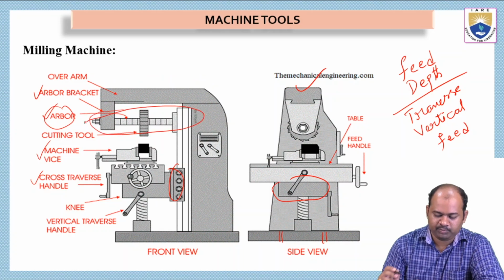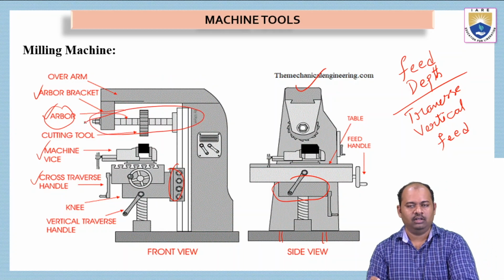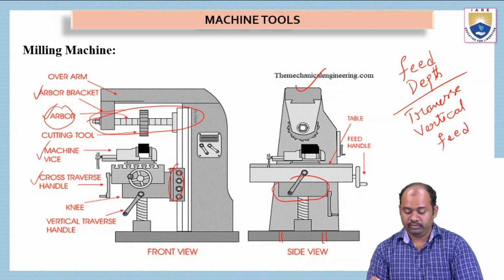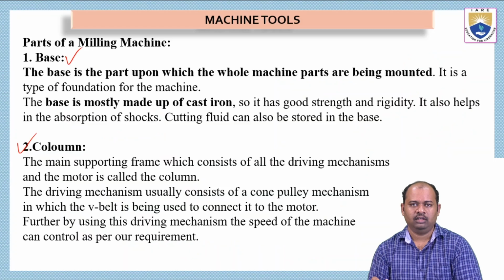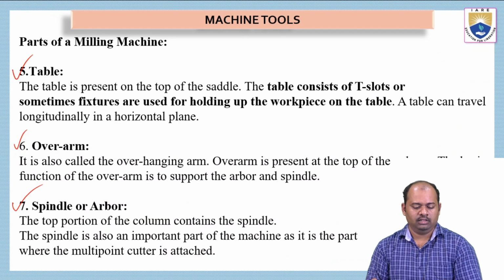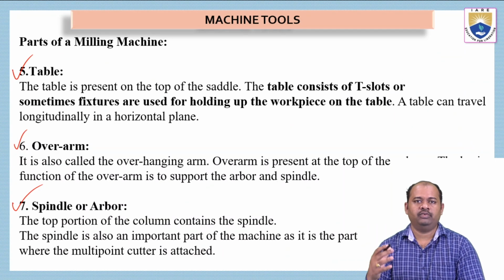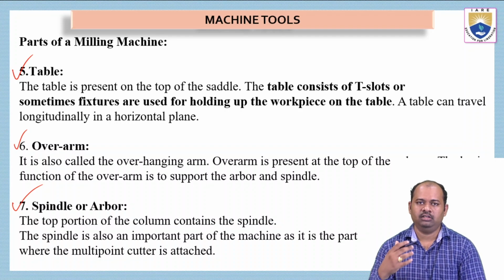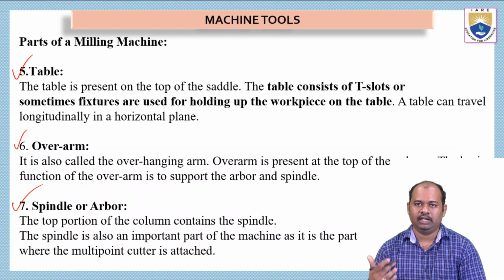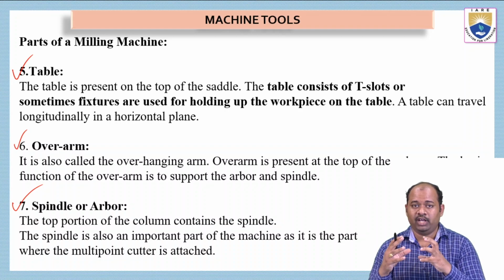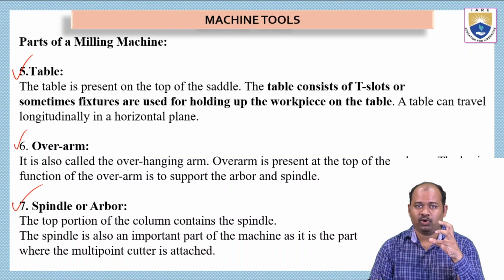Okay, this is the spindle. It is attached to the column, which is in turn attached to the electric motor which is rotating, and this spindle is responsible for the rotation of the tool. The spindle is also an important part of the machine, as it is the part where the multi-point cutter is attached. Only on the spindle do we attach the multi-point cutting tool.